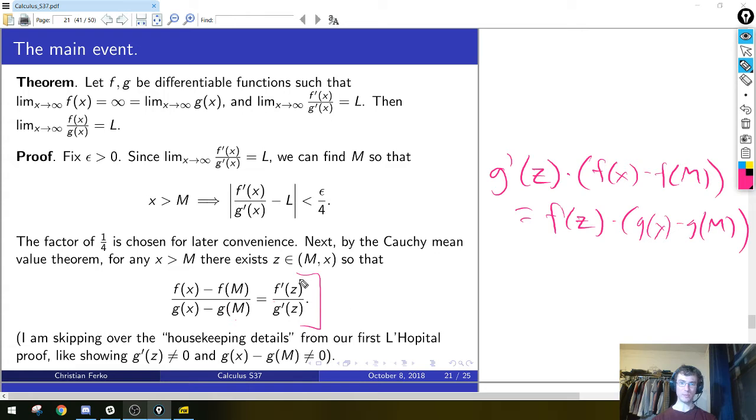So we can do this. So anyway, the punchline of this slide is we can find a z in the interval from m, which is the m that we picked up here, up to x, where this is true. It has to be at least one z.